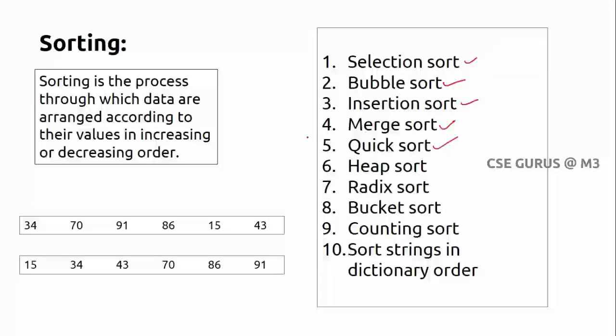In our previous video lectures we finished selection sort, bubble sort, insertion sort, merge sort and quick sort. So now we'll see heap sort. So what is this heap sort? Of course it is related to non-linear data structures, that is trees, especially binary trees which are complete binary trees. Okay, we will see all those things now regarding this heap sort.